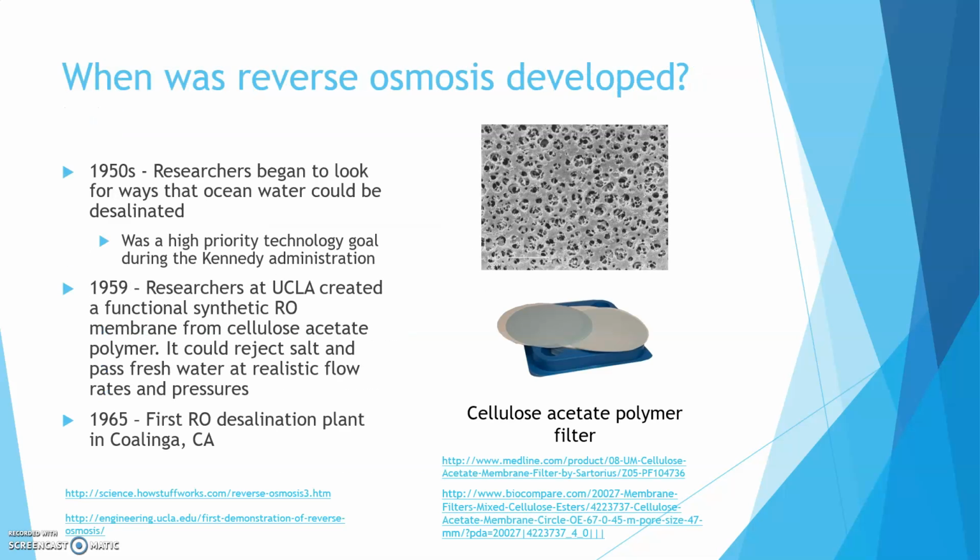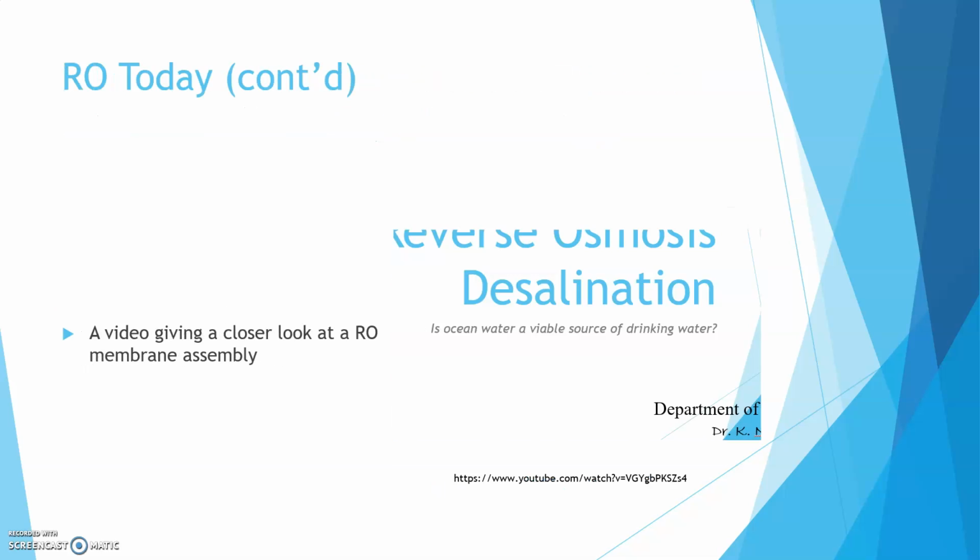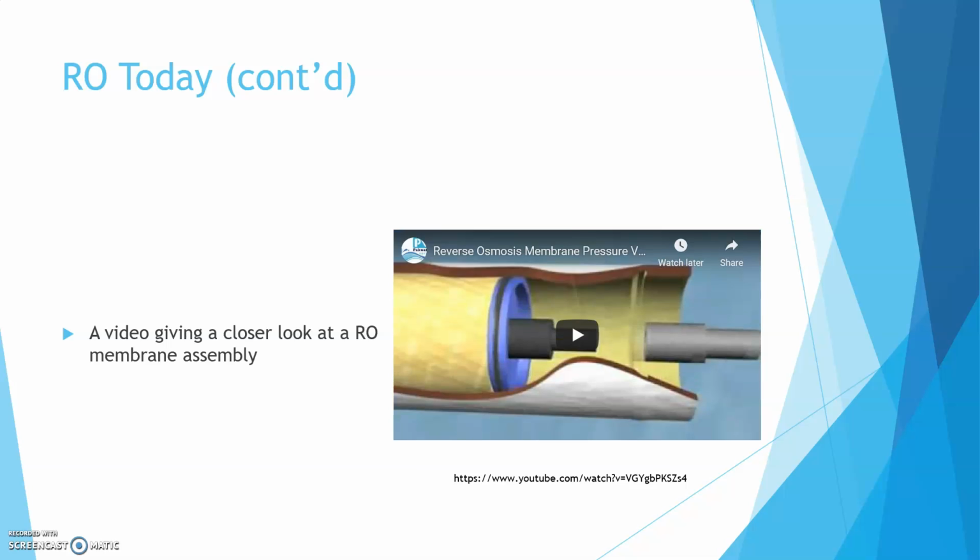Here we listed some of the history of reverse osmosis development. In the 1950s, researchers began to look for ways that ocean water could be desalinated. In 1959, researchers at Berkeley created a functional synthetic RO membrane from cellulose-acetate polymer. It could reject salt and pass fresh water at a realistic flow rate and pressure. In 1965, the first RO desalination plant in Coalinga was developed. Here I highlighted some links for video clips of reverse osmosis functioning. And this is the RO we are using in our day-to-day life.